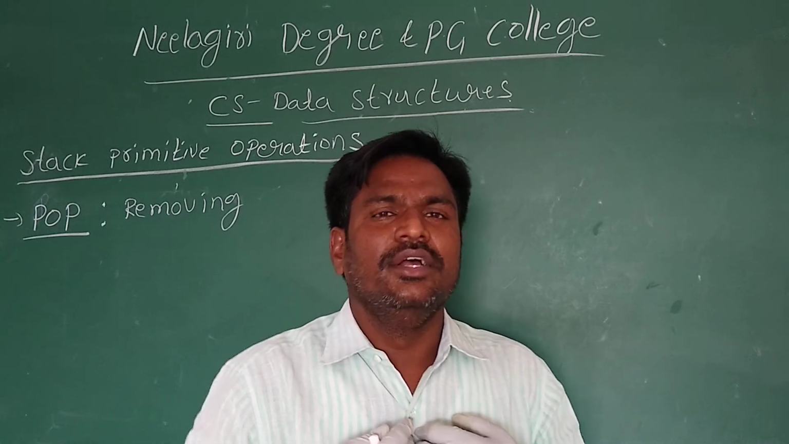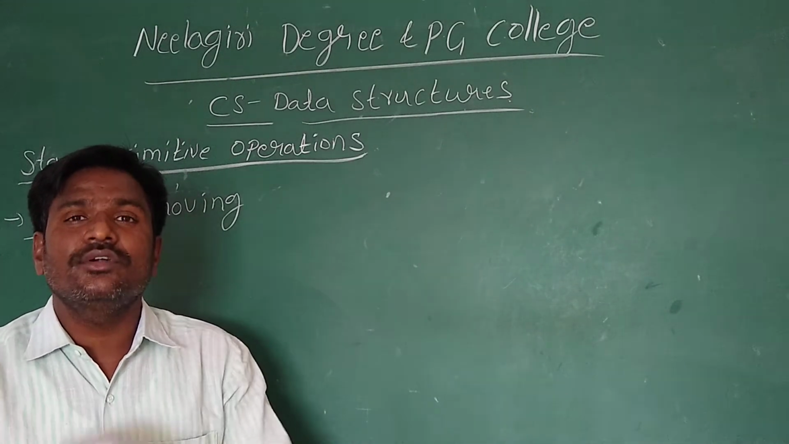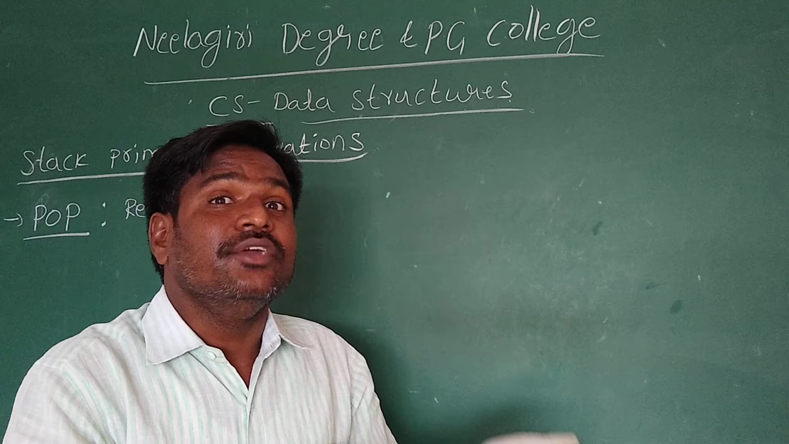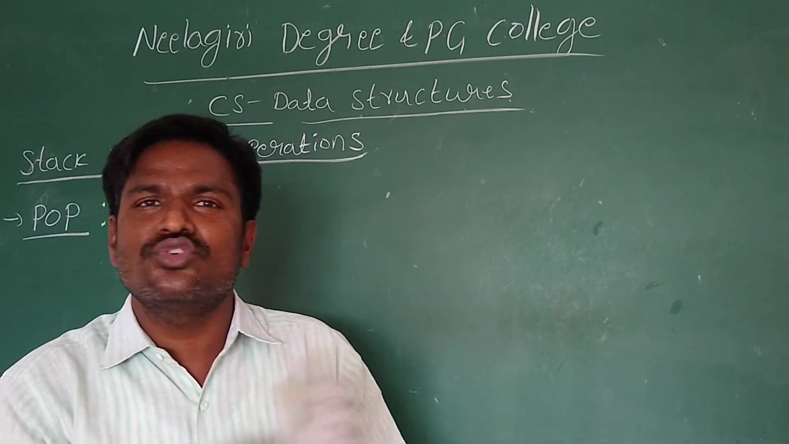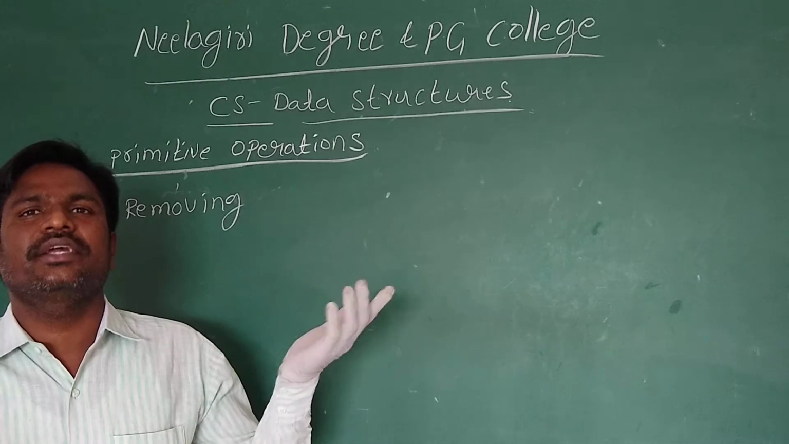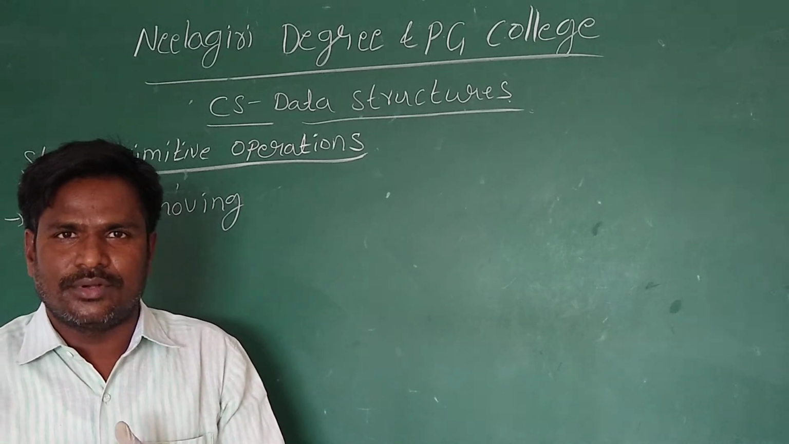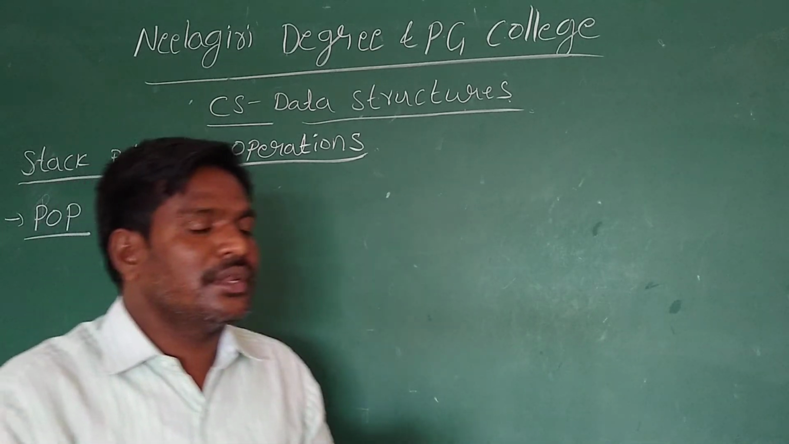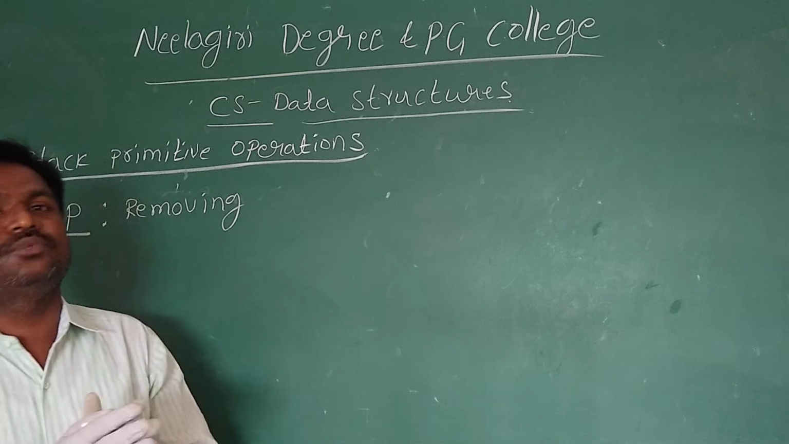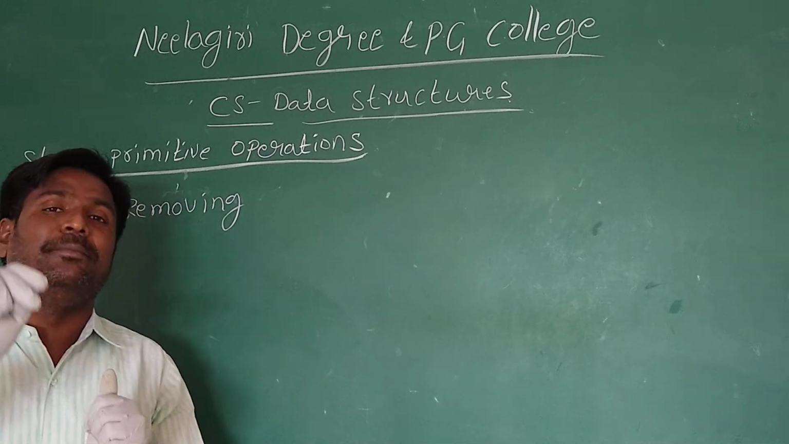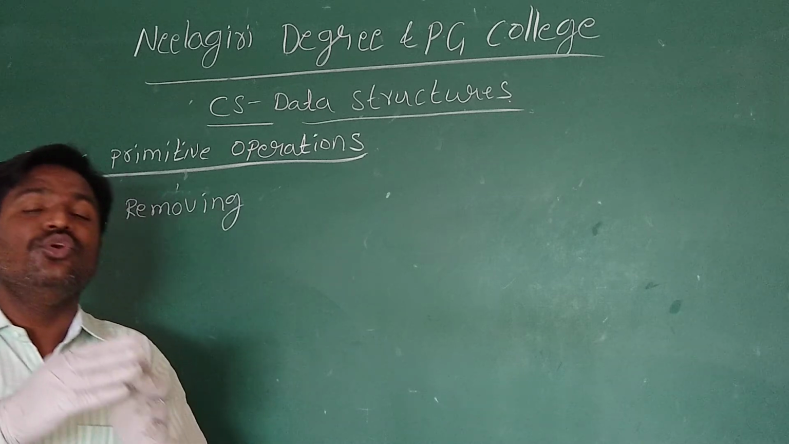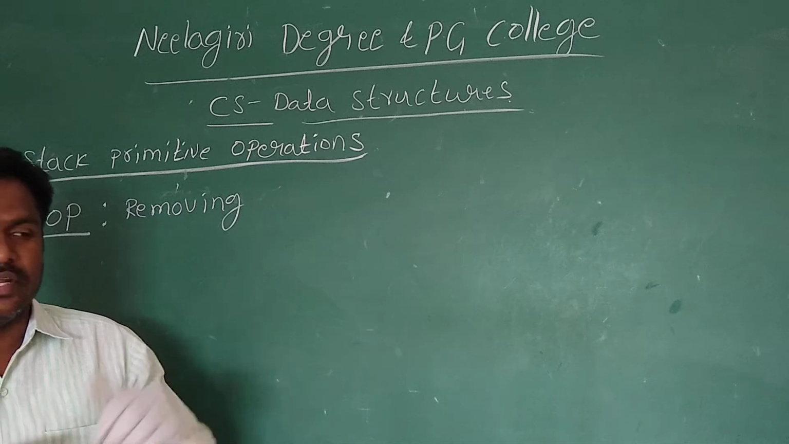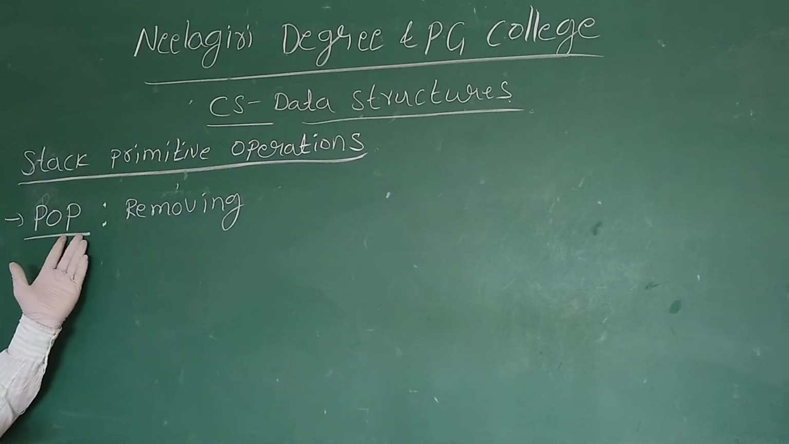For example, I said bring a notebook from the bag. First of all you have to check whether there is any notebook or not. That means you have to check if it is empty. If there is no notebook, you can directly say there is no notebook. If some notebook is there, we ask which notebook to bring. Similarly, whenever you have to remove an element from the stack, we have to check whether it is empty. If the stack is empty, there is no need to perform the pop operation.